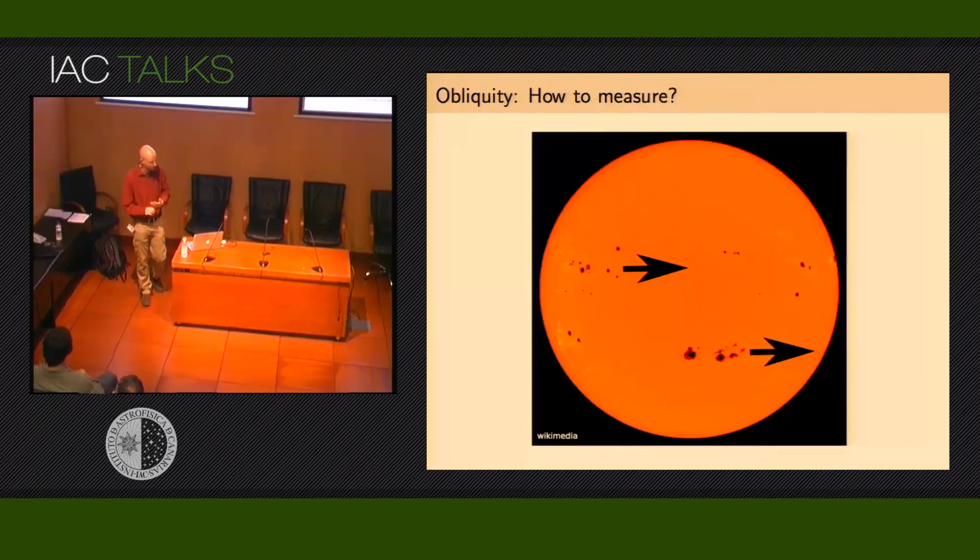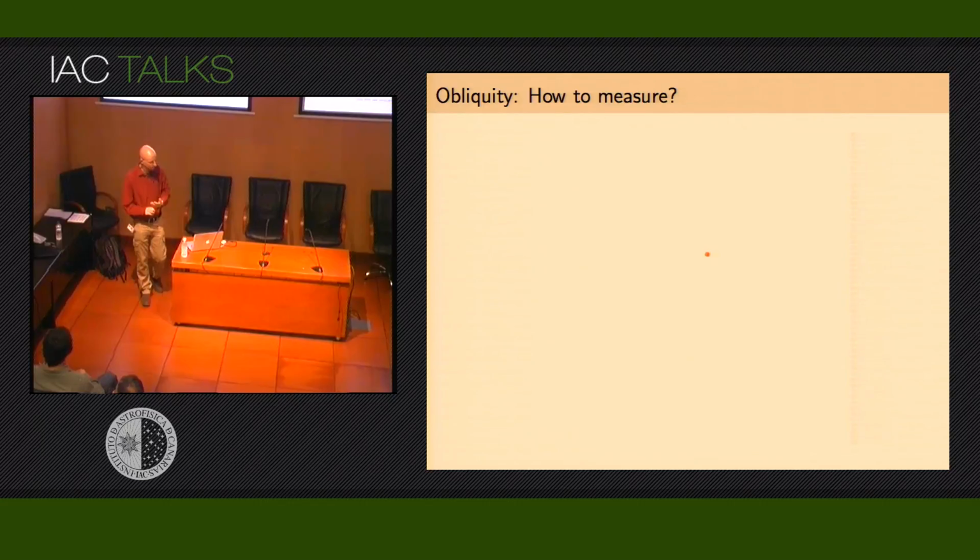So how do we measure obliquities or inclination? Now, it's pretty simple for our own star. We look at the sun, hopefully with something in front of our eyes, and we see some sunspots, and we see how the sunspots move over time. For other stars, it's not quite as simple because stars are point sources, even for the biggest telescopes. So we can't spatially resolve the stellar disk.